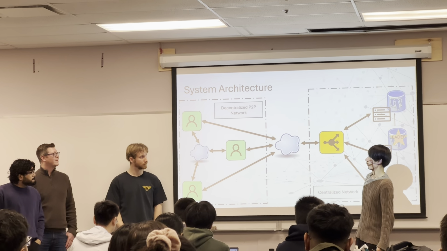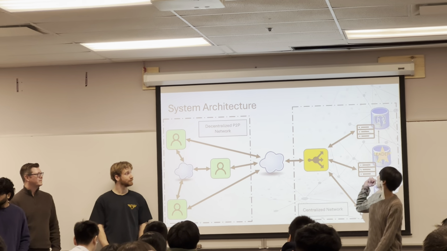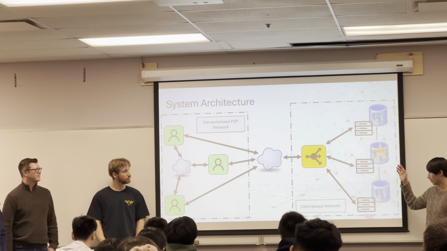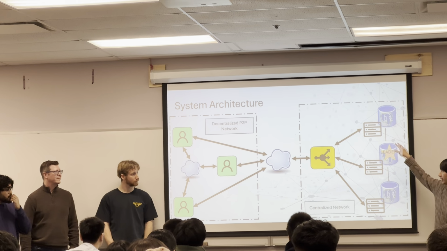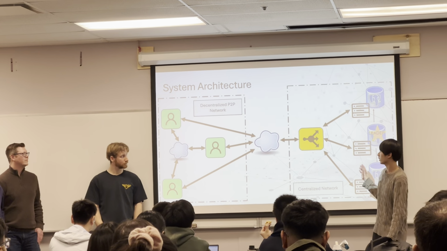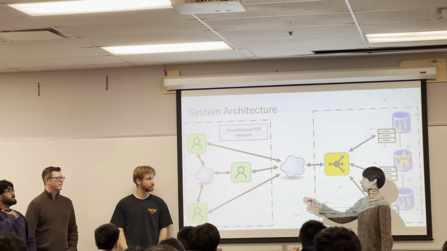So here's the architecture of our app. As I mentioned before, here's the decentralized P2P network, and here is the centralized database network. And we will implement the data ingestion in this layer. And between the front end and back end layer, there's a reverse proxy here to handle the requests between the front end and back end.